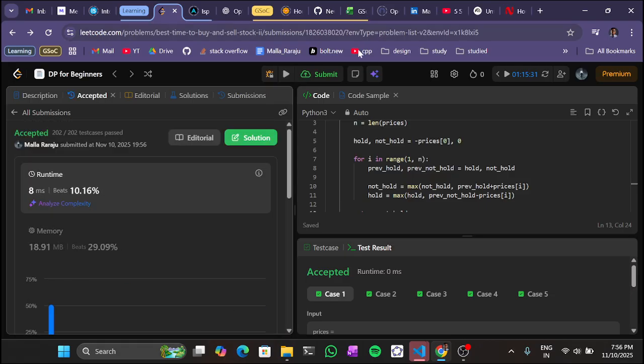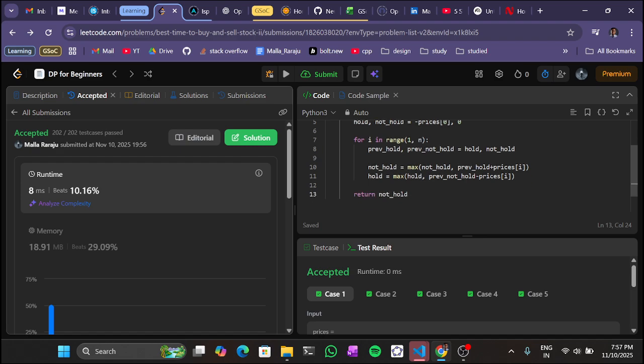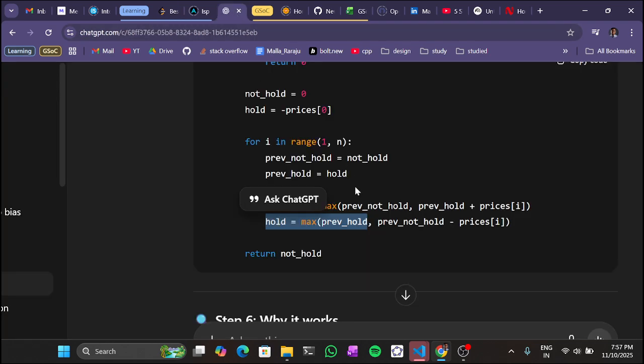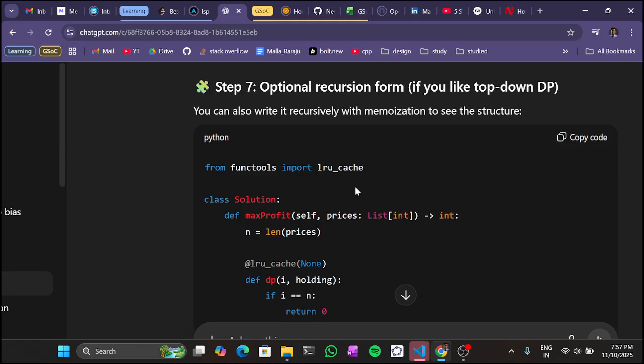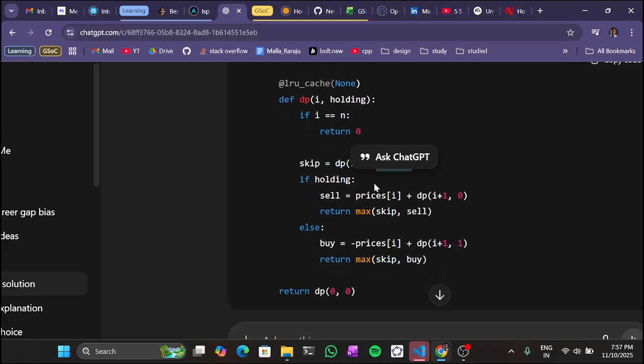It took 8 milliseconds. I might forget this by tomorrow or maybe after a week or a month. So if we don't want this to be forgotten, we have to take some time and process it, and using memoization, skip dp of I, I plus 1, and holding.